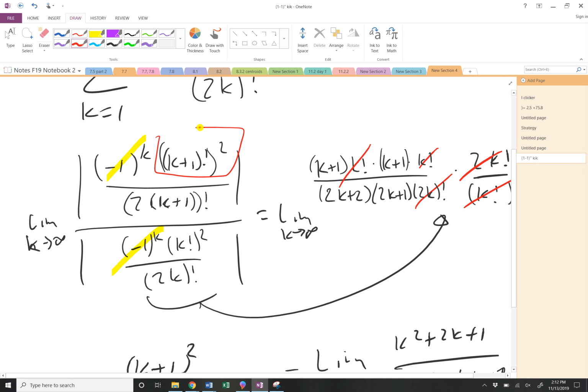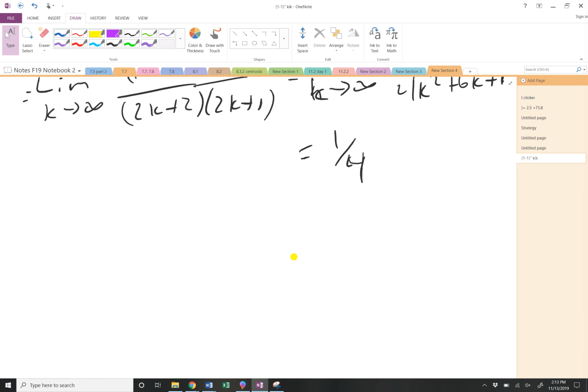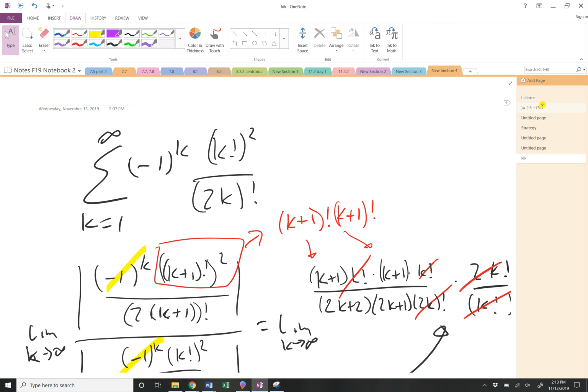Yeah, so like right here. That (k plus 1) factorial squared, that's the same as (k plus 1) factorial times (k plus 1) factorial. So I just thought of it that way, and then I just wrote them out separately. So does that help? Okay. All right, any other questions?